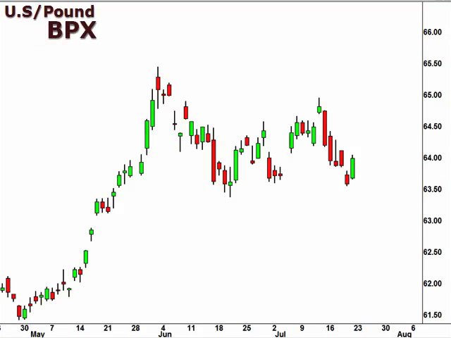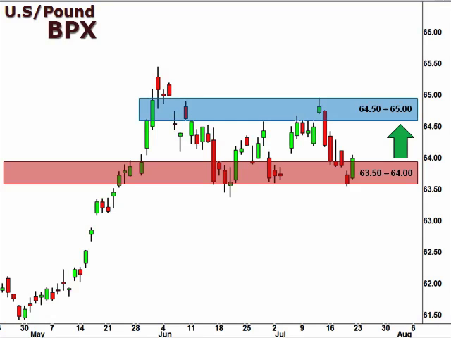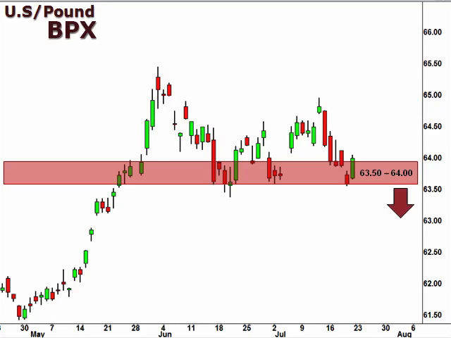Let's take a look at the BPX, the US dollar versus the British pound. Well, the BPX is retesting a strong support at 63.5-64. Last Friday's reversal candle indicates the potential for a retest of the 64.5-65 focal zone. However, a reversal and subsequent break below 63.5 opens the window for a continuation lower.